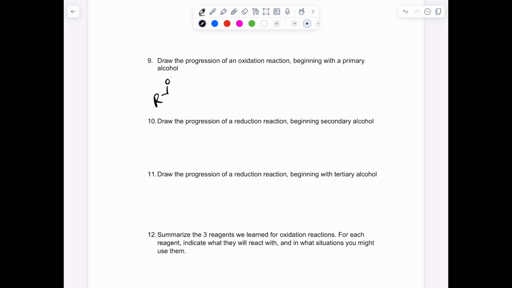If we were to draw the progression of an oxidation reaction beginning with a primary alcohol, it would first convert into an aldehyde and then into a carboxylic acid. So notice on the alcohol, it starts by having 2 bonds to hydrogen and 1 bond to oxygen. The aldehyde then has 1 bond to hydrogen, 2 bonds to oxygen, and finally the carboxylic acid has 3 bonds to oxygen and no bonds to hydrogen.